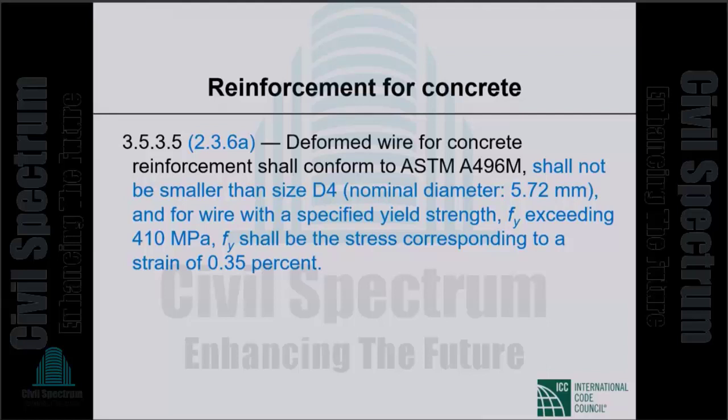Shall not be smaller than size D4, which has a nominal diameter of 5.72 millimeter. And for a wire with a specified yield strength exceeding 410 MPa, F sub Y shall be the stress corresponding to a strain of 0.35%. So for the reinforcing bars, I said 420, here it is 410. It's basically the same thing, 60 ksi. The definition of yield strength changes. Okay, so ASTM A496 is the spec for deformed wire.